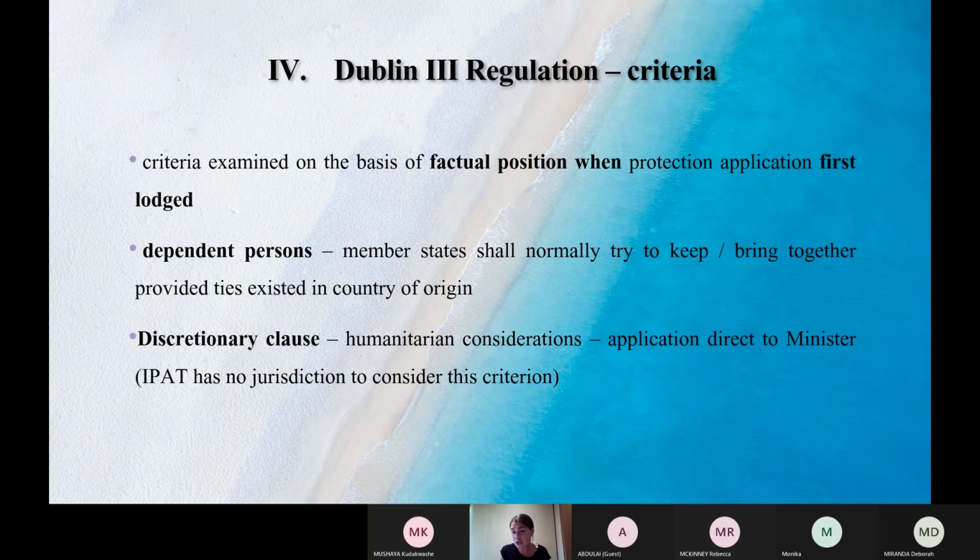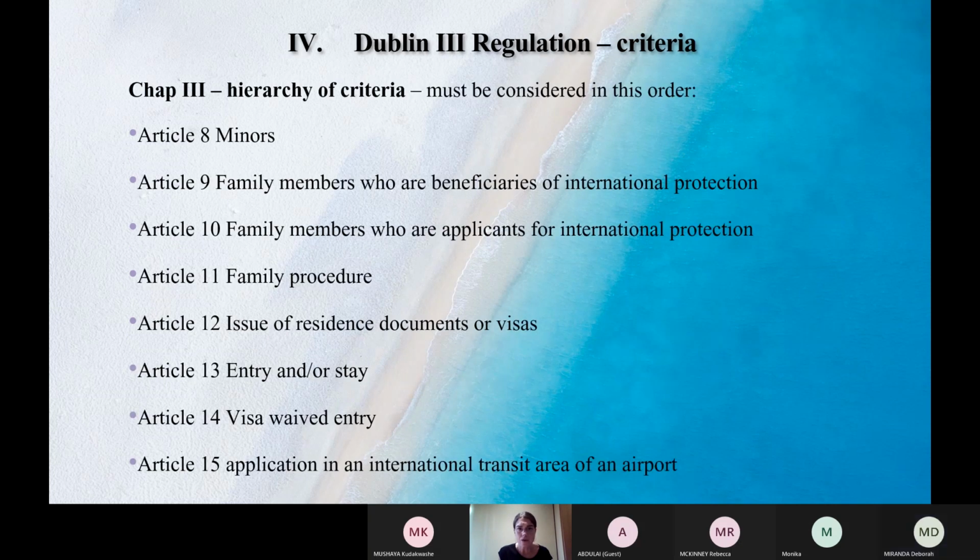But the IPAT can't consider these, so there would have to be a letter sent to the Minister for Justice directly, to submit that these humanitarian considerations exist. I understand that the Minister might be bringing into operation an official procedure, but I'm not aware of whether that's in place as of yet. So they are all the special criteria.